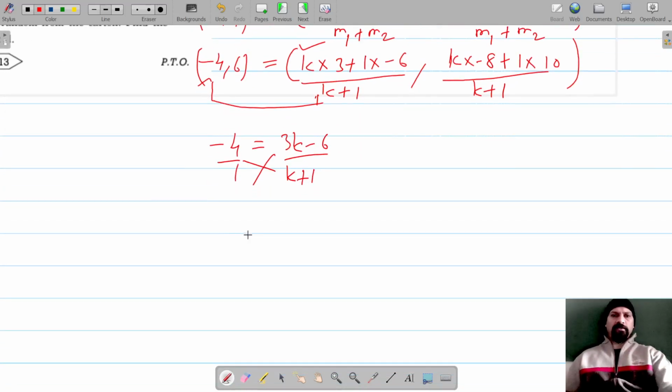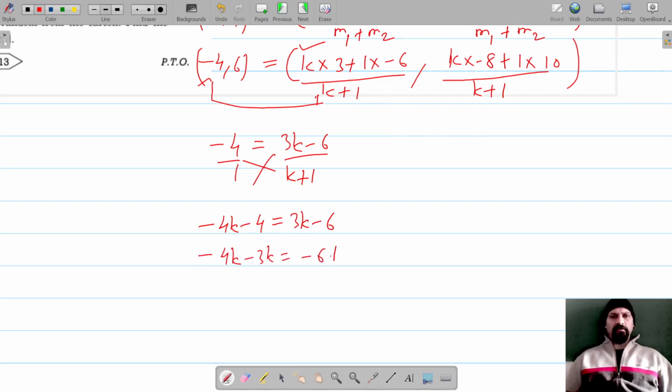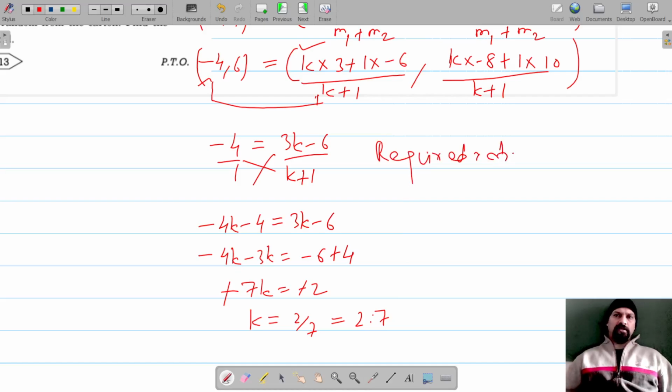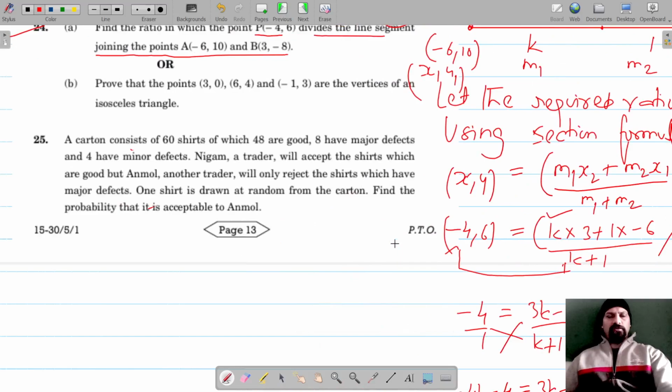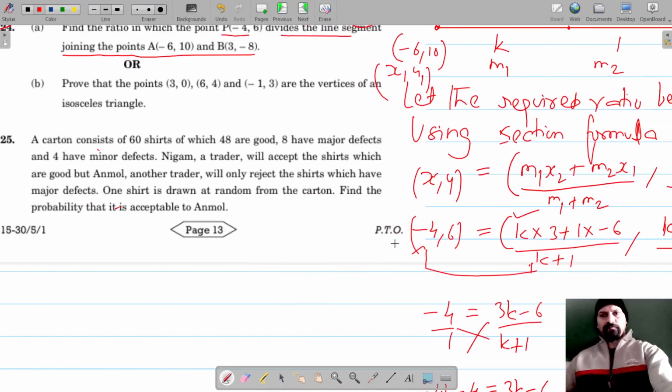If I cross multiply this, it gives me minus 4k minus 4 is equal to 3k minus 6. Minus 4k minus 3k is equal to minus 6 plus 4, which is minus 7k is equal to minus 2. So k is equal to 2 by 7. That means the required ratio is 2 is to 7. So we can write that the required ratio is equal to 2 is to 7. And moving on to the next question, we have to prove the points.